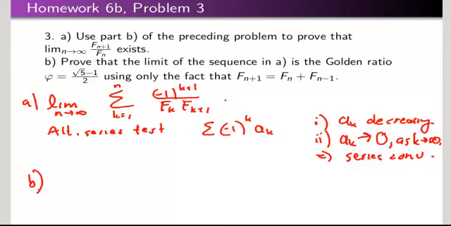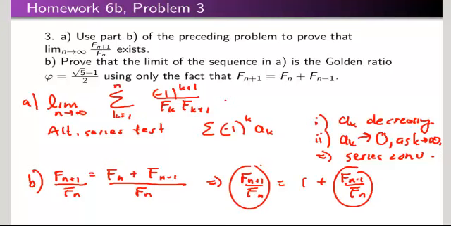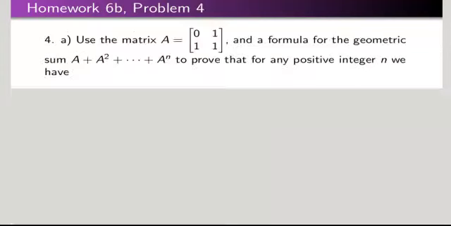And then for part B, prove the limit of the sequence is the golden ratio using only this fact. So if we use that fact, I'm going to just divide both sides by F_n. One plus, and look at what we get over here. These are reciprocals of each other. And so just call this limit L up here and solve for L. Take the limit of both sides and solve for L, and we should get the golden ratio, and I see a typo right there. Square root of 5 plus 1 over 2. Need to go back and correct those.